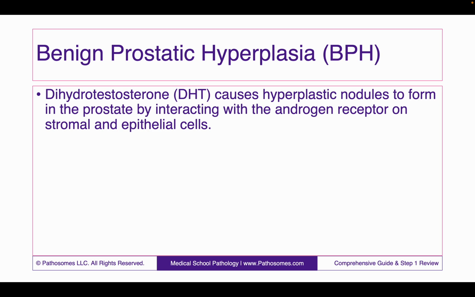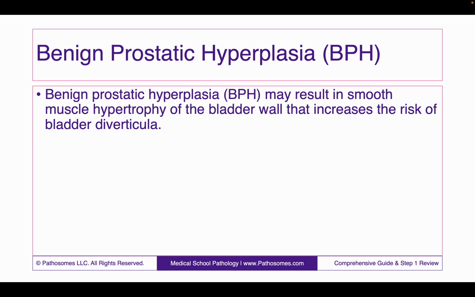Now, dihydrotestosterone causes hyperplastic nodules to form in the prostate by interacting with the androgen receptor on the stromal and epithelial cells, right? Benign prostatic hyperplasia may result in smooth muscle hypertrophy of the bladder wall that increases the risk of bladder diverticula.